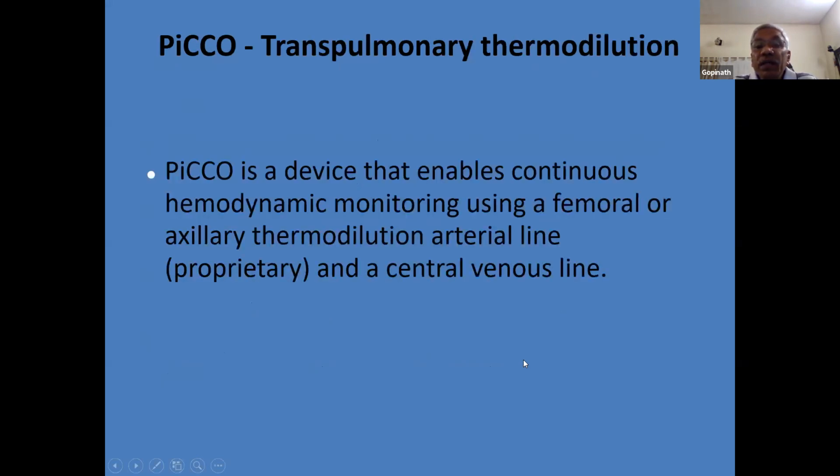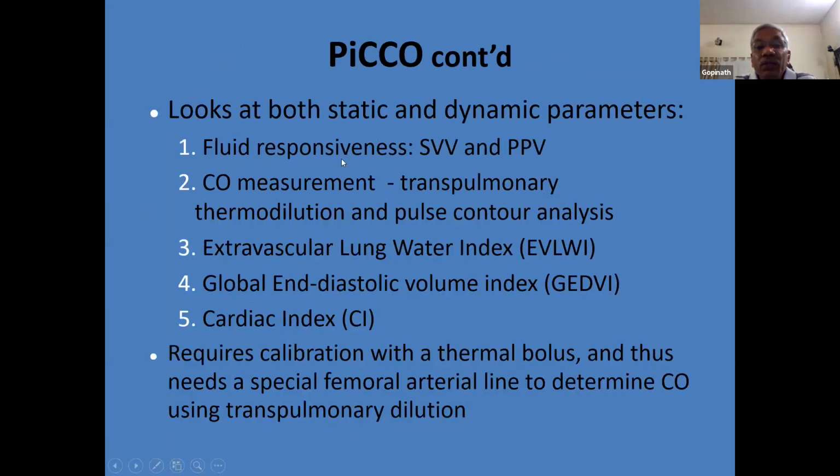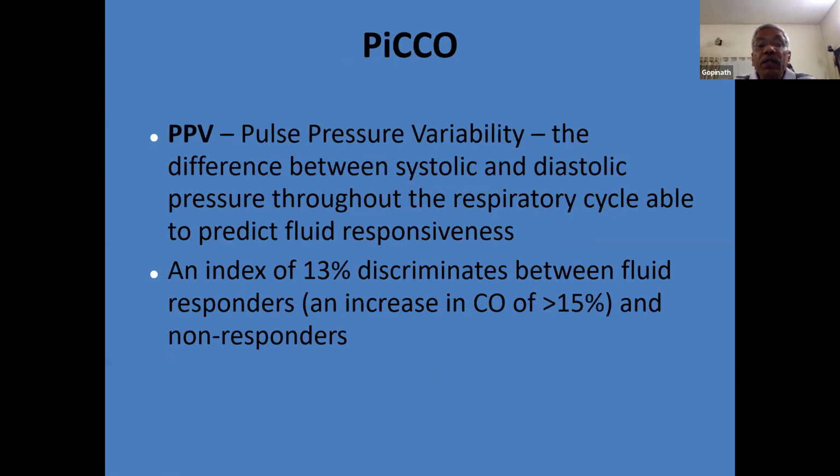PICCO is basically transpulmonary thermodilution, so it gives you the left side. You use a femoral or axillary arterial line and a central venous line combination. This looks at SVV, PPV, that is fluid responsiveness, CO measurement, extravascular lung water, global end-diastolic volume, and cardiac index. This basically requires calibration with a thermal bolus for the static and dynamic parameters using the transpulmonary dilution.